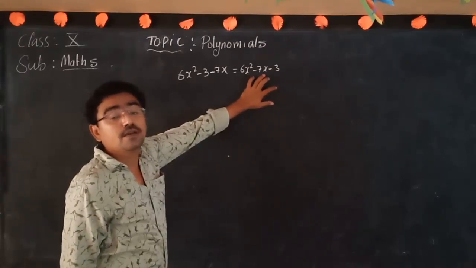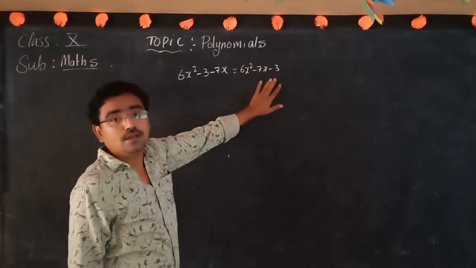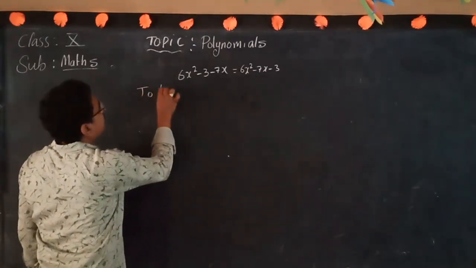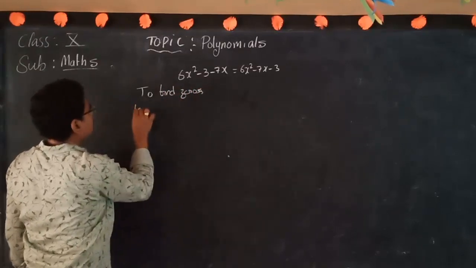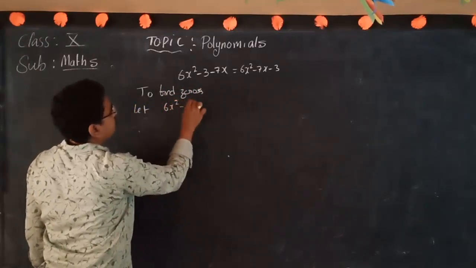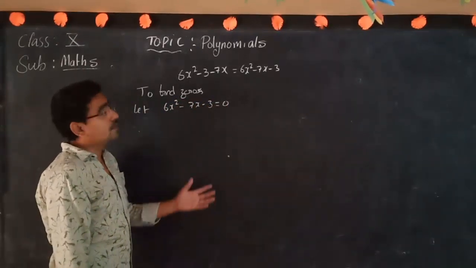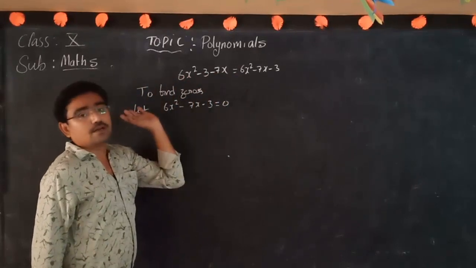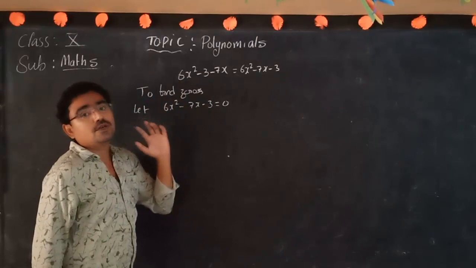What is the general form actually? ax square plus bx plus c. So in general form of writing, to find zeros, what we calculate: 6x square minus 7x minus 3 equals 0. To find zeros, otherwise after doing the factorization, we can write these steps. Otherwise, directly we can find zeros. 6x square minus 7x minus 3 equals 0.